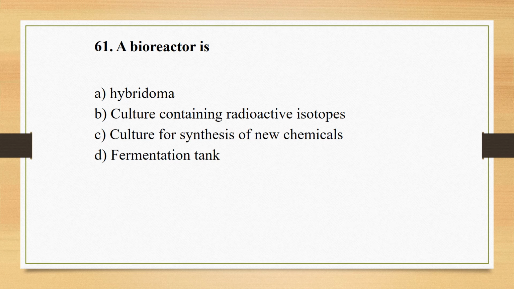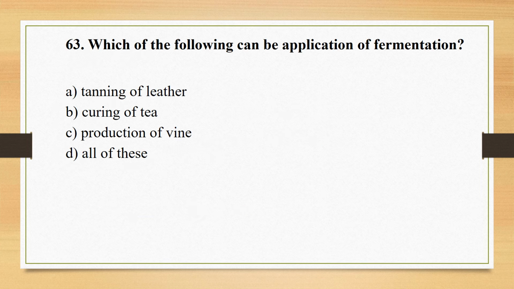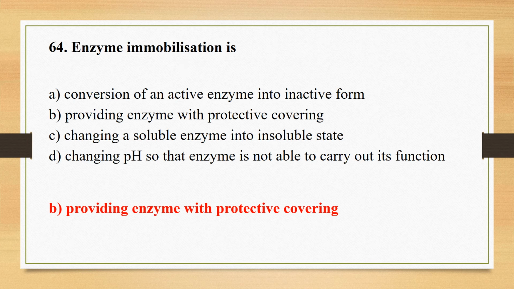A bioreactor is a reactor that is used as a fermentation tank. Hemoglobin is a protein. Which of the following can be an application of fermentation? Amongst these, which is the application? So all of these are the application: tanning of leather, curing of tea, all are applications of fermentation. Enzyme immobilization is providing enzyme with a protective covering. Option B is correct, providing enzyme with protective covering.